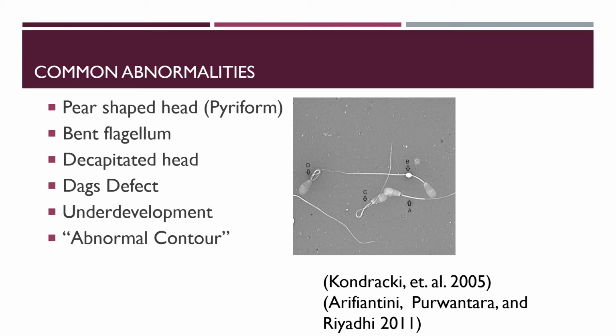The Dag's defect is a very interesting defect of the flagellum, and this visual is a representation of the presenting defects that a Dag's defect will cause. Cell D has the flagellum coiled and looped around itself. There is no flagellum strand loose in the substrate, and this cell would not be able to move, I would say, at all.